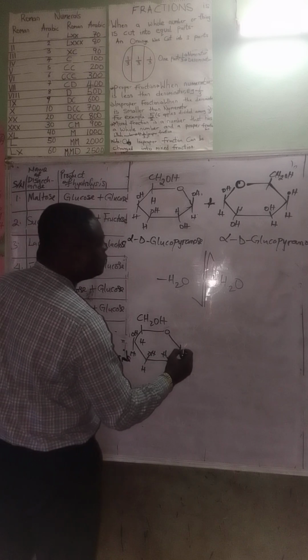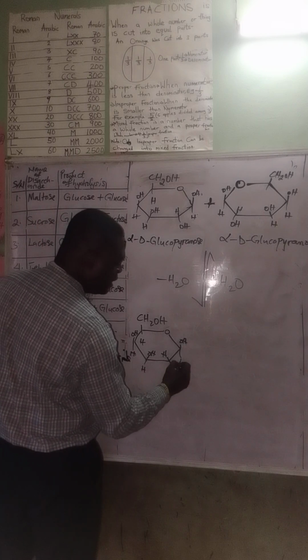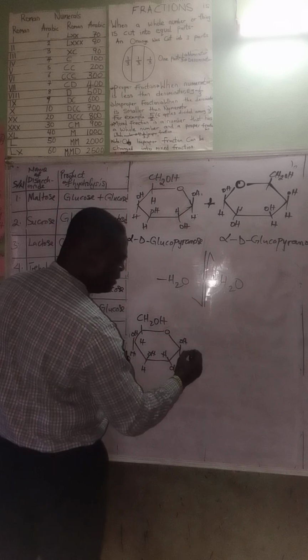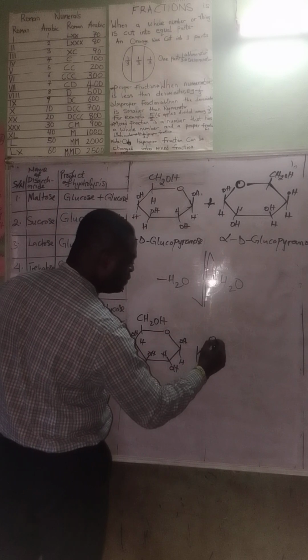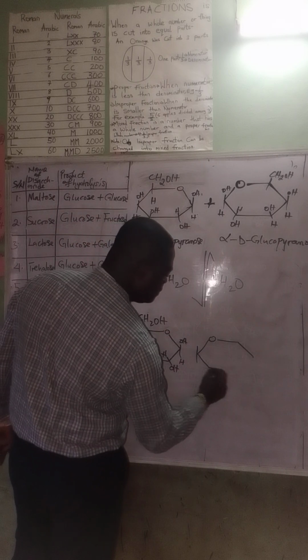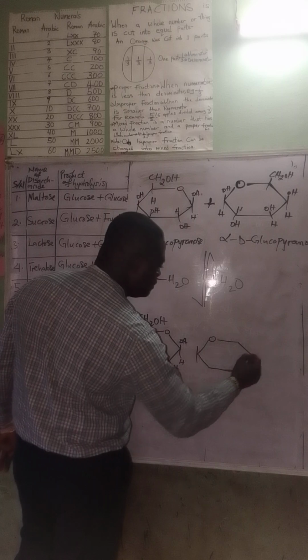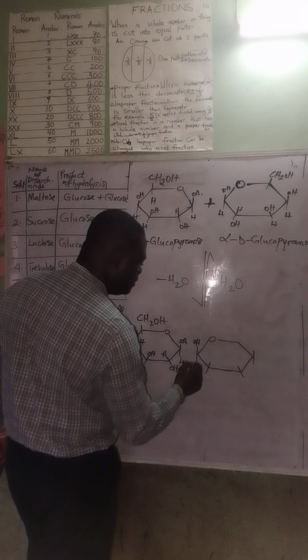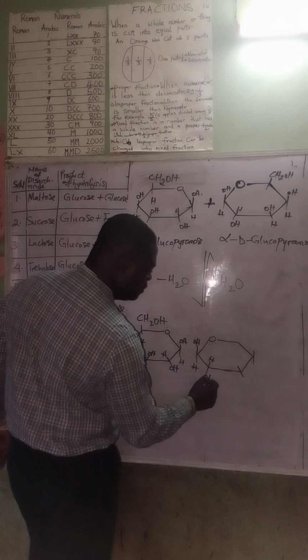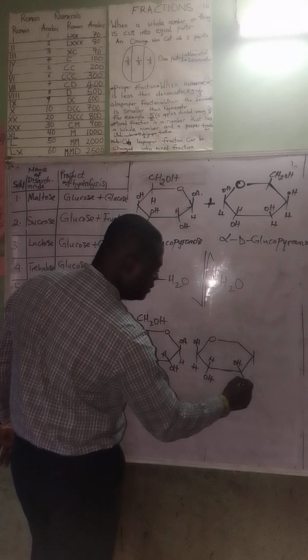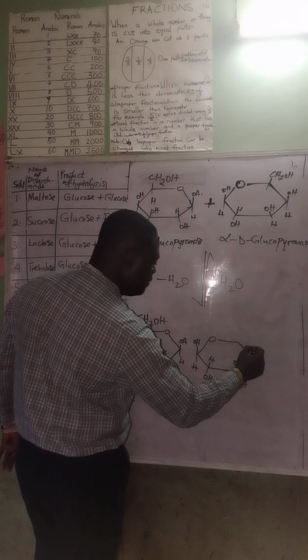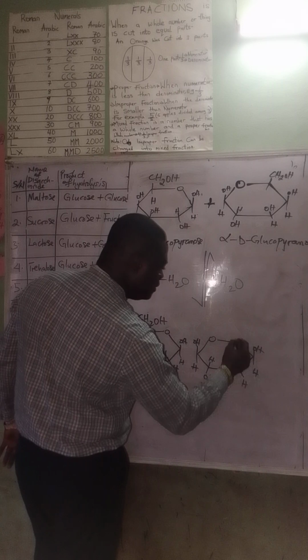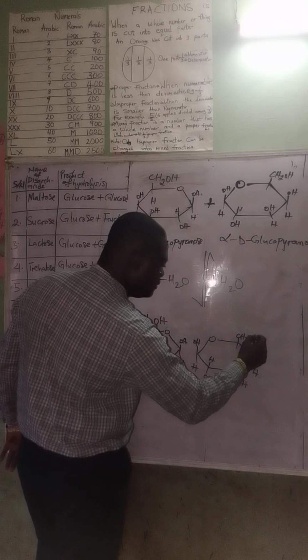Okay, so I have OH here and H here. So the other one now, so I still have OH and H. H, OH, OH, H. Then I have OH, H. Then I have my CH2OH here.